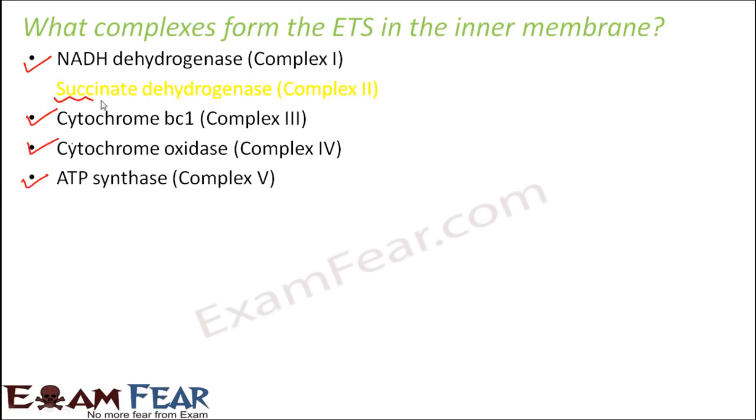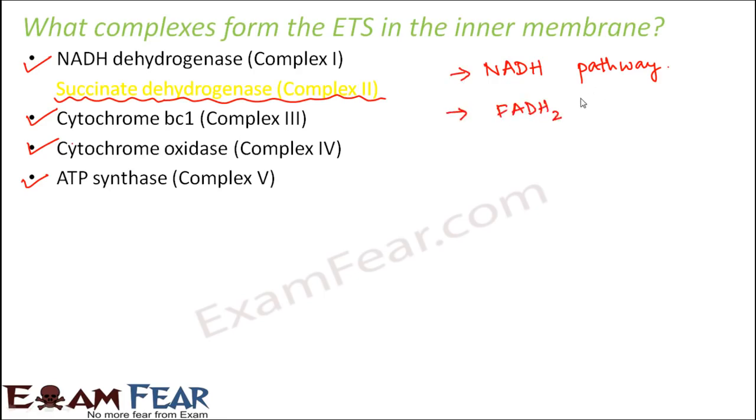Now you might have seen that there is one complex which is highlighted in yellow, that is complex 2. So what is so special about this complex 2? Well, this is a separate starting point altogether, and it is not a part of the NADH pathway. Now, when I talk about the electron transport system, I am talking about utilizing the energy of both types of high energy rich molecules, that is NADH and FADH2. When I talk about utilizing the energy of NADH to form ATP molecules, that is called NADH pathway. When I talk about utilizing the energy of FADH2 to produce ATP molecules, that is my FADH2 pathway.